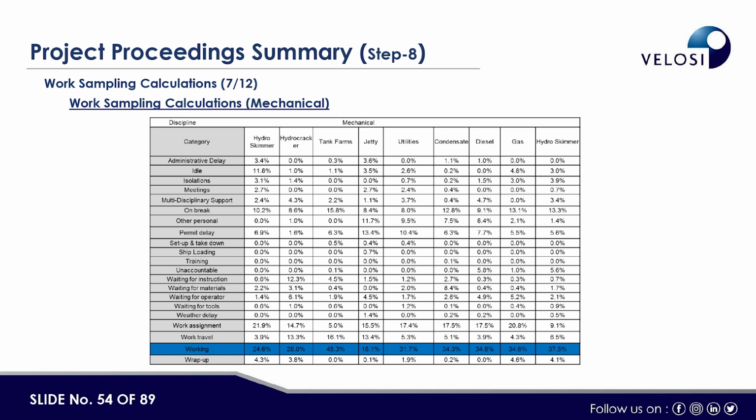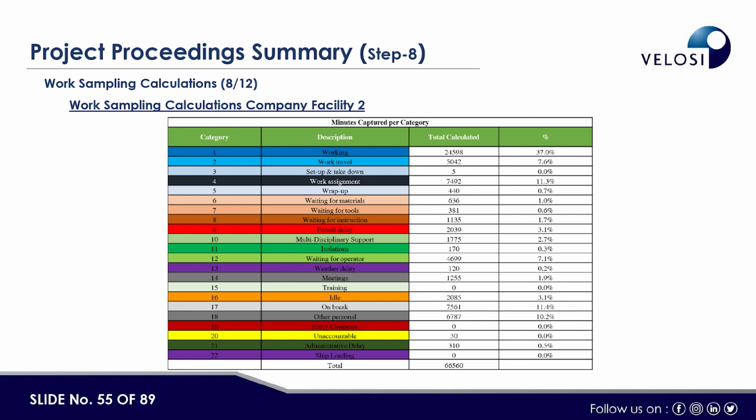If you see mechanical also, hydroskimmer 24%, then 28%, 45%, and the highest is 45% on the mechanical side as well. Work assignment in mechanical is relatively lower than the other disciplines, but still they take significant time. Now, the total calculated time and percentage: working is on average 37% for all disciplines, whereas the top quartile should be more than 50%. So a 13% gap is there. Work travel is 7.6%. On the other side, there is some unaccountable time, but from the main aspects we can get a picture.